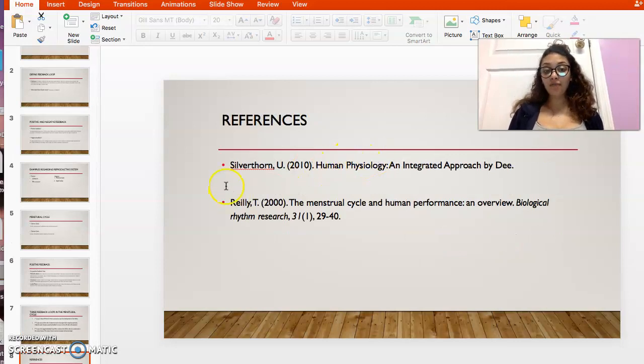Now these are my references: Silverthorn, which is the textbook, and this article, which provided really interesting information on the menstrual cycle and the feedback loops.